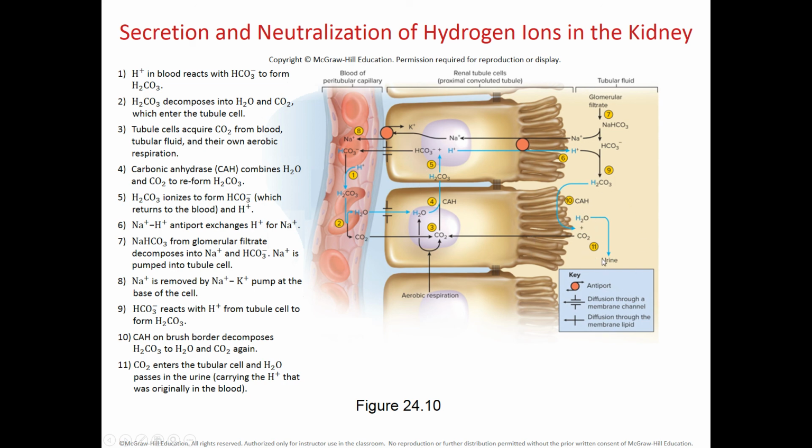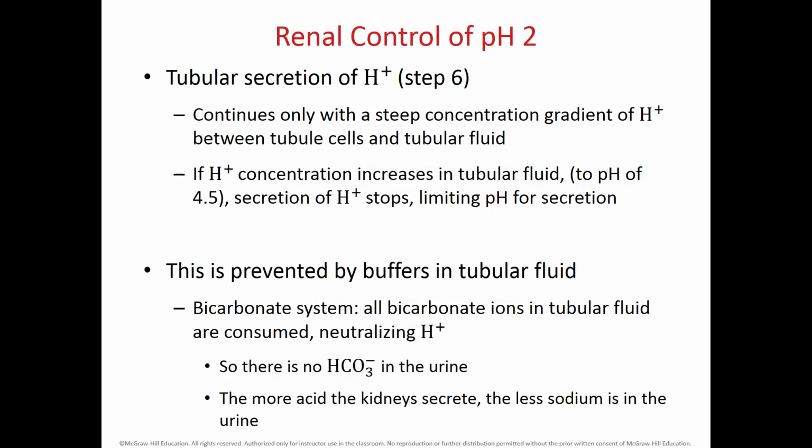At some point your urine will be basically more concentrated in hydrogen ions. So your kidneys will secrete and neutralize hydrogen ions. So many hydrogen ions can be concentrated that the pH of the urine can go down to 4.5. So basically your urine will be so acidic that it will stop the secretion of more hydrogen ions, limiting the pH for secretion.